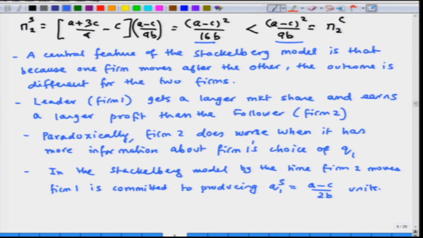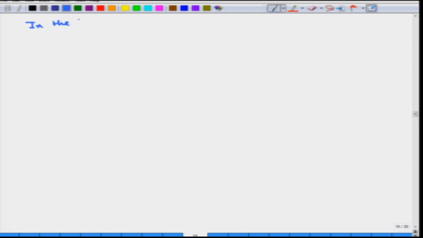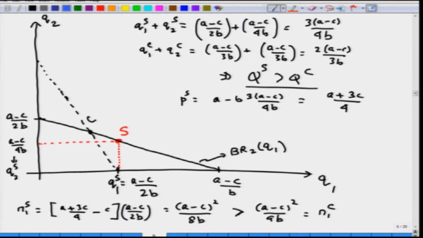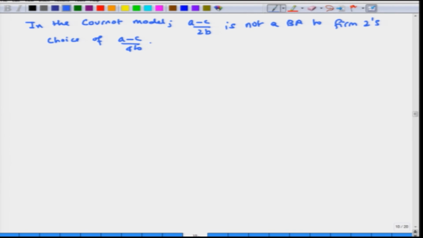So, by the time it is firm 2's turn to make a move, firm 1 has already committed to producing the Stackelberg quantity of output. Now, in the Cournot model, A minus C upon 2B is not a best response to firm 2's choice of A minus C upon 4B, right. If firm 2 were to choose A minus C divided by 4B, firm 1's best response is not A minus C by 2B. In fact, it is some other output which is given here, that would be firm 1's best response, right. So, in the Cournot model, A minus C by 2B is not a best response to firm 2's choice of A minus C upon 4B.